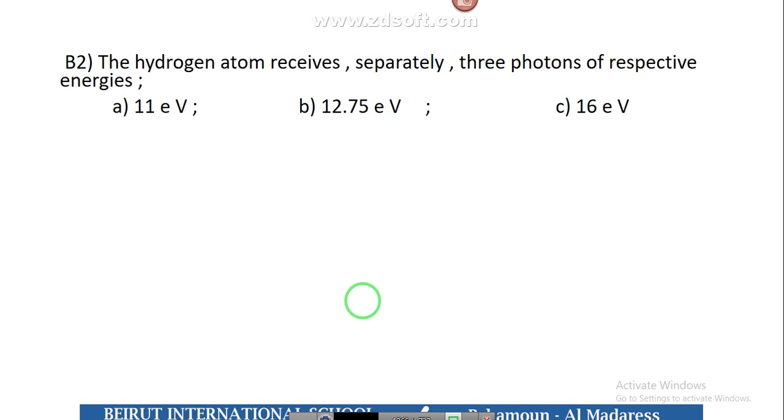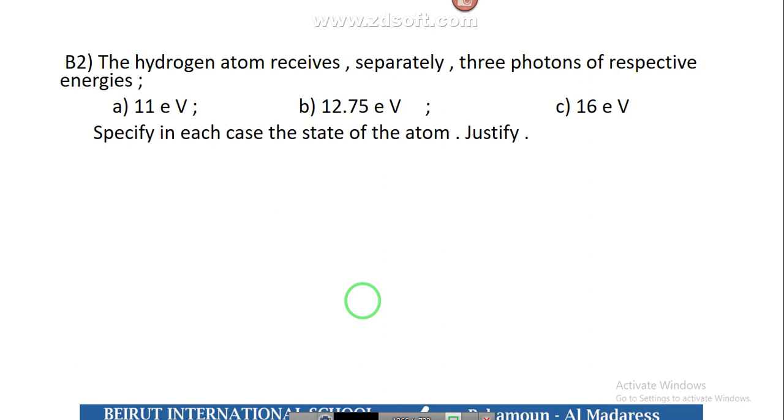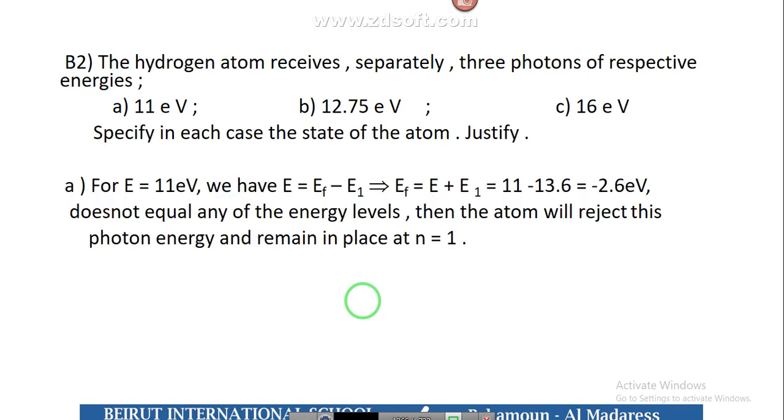Now in B2, the hydrogen atom receives separately 3 photons of respective energies, 11 electron volt, 12.75 electron volt, and 16 electron volt. Specify in each case the state of the atom and justify our answer. For E equal 11 electron volt, we have E equal E final minus E1. This implies that E final is equal to E plus E1 equal to 11 minus 13.6 equal minus 2.6 electron volt.